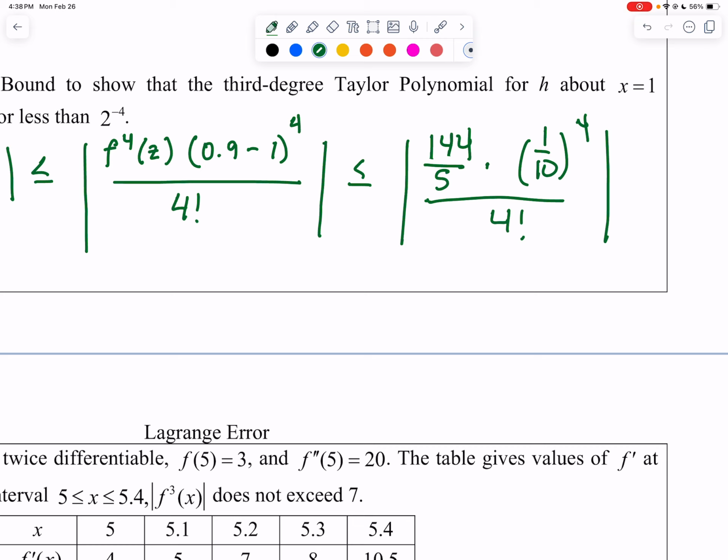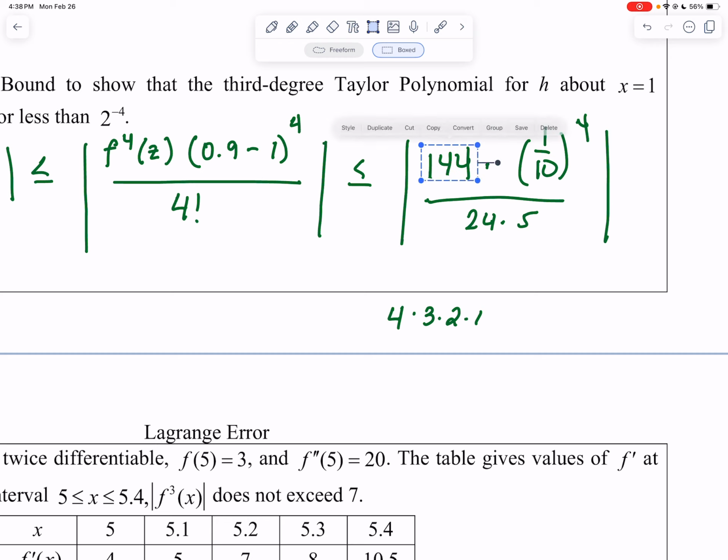Four factorial is going to be 4 times 3 times 2 times 1, which is 24. So I'm going to rewrite that as 24. And then I'm going to have that 5 right here. 24 times 5, well, that's just 5 factorial, so that's 120. So this is 120.